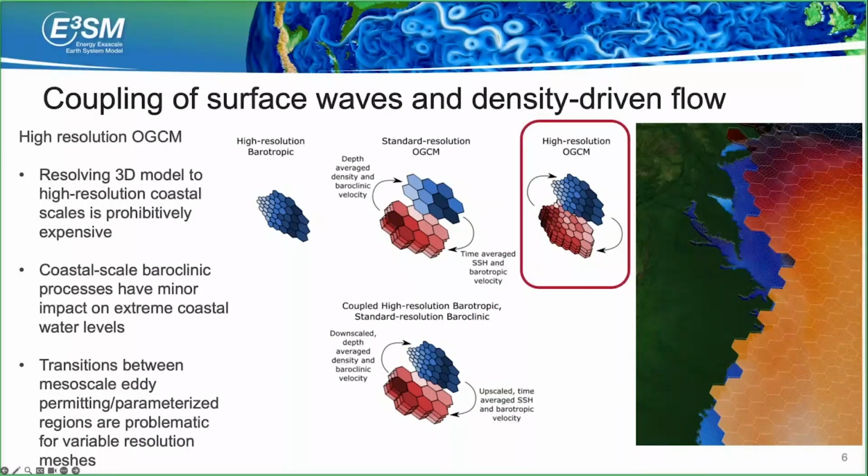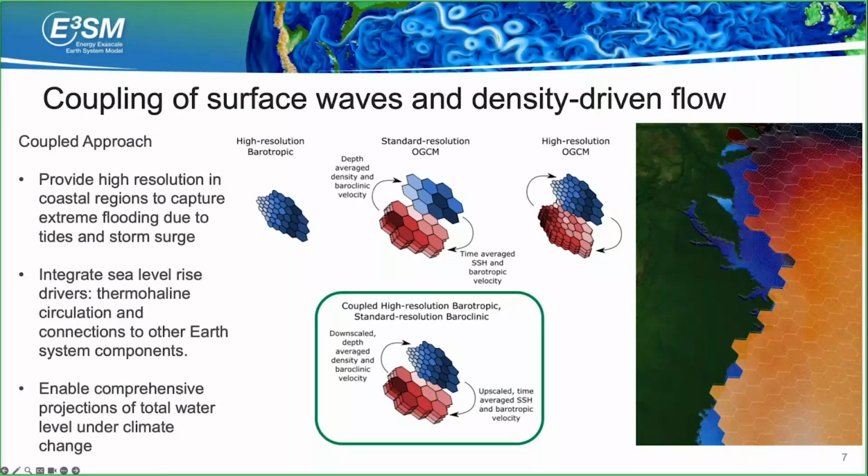And so the proposed advance that we've come up with is that we would like to extend the temporal mode splitting that we currently do in MPAS-Ocean, and to make it into a spatial mode splitting as well. So we would have the barotropic mode be solved on a high resolution mesh that would be able to resolve coastal areas and propagate tides and storm surge into coastal floodplains, while having a connection with the sea level variability due to density-driven flow.